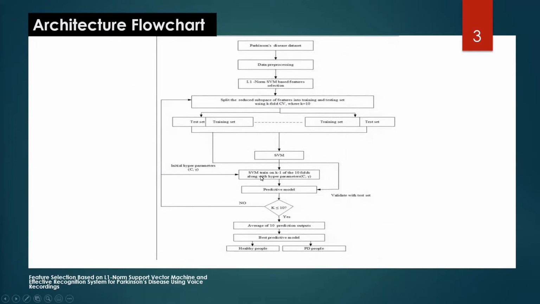In the SVM, we try K folds along with the hyperparameters C and gamma, and then predict the model. Then K greater than or equal to, go to the average of 10 predictions. Then we split the reduced subset of features, and the average of 10 prediction outputs the best predictive model. Then it goes to healthy people and PD people.